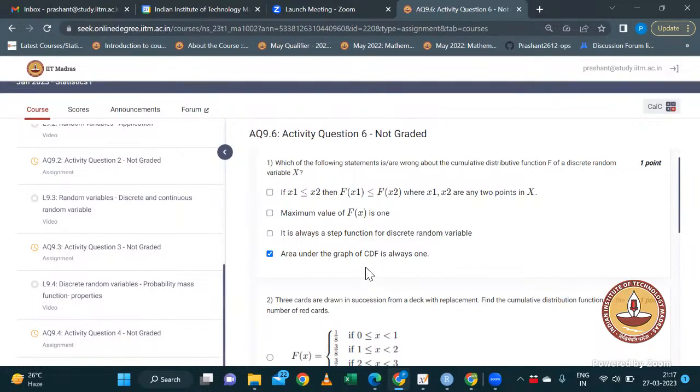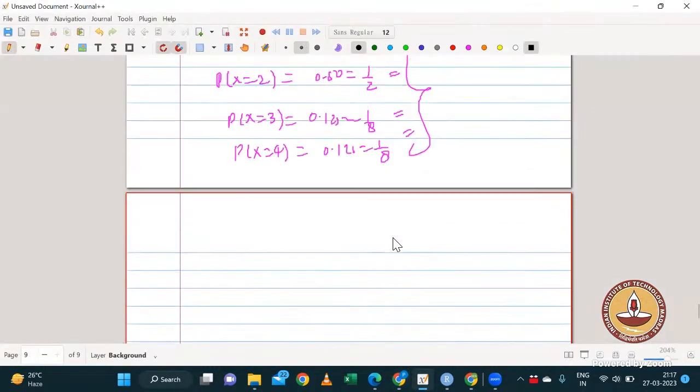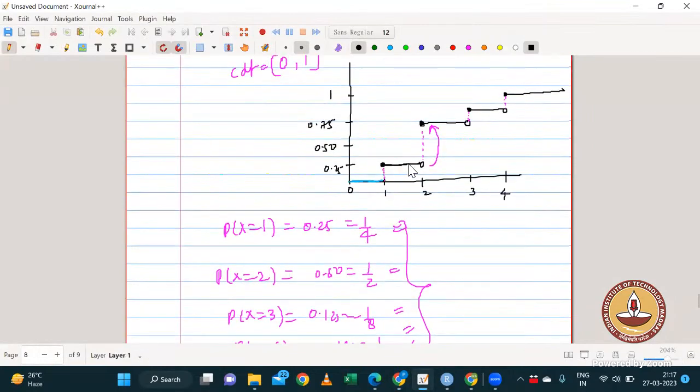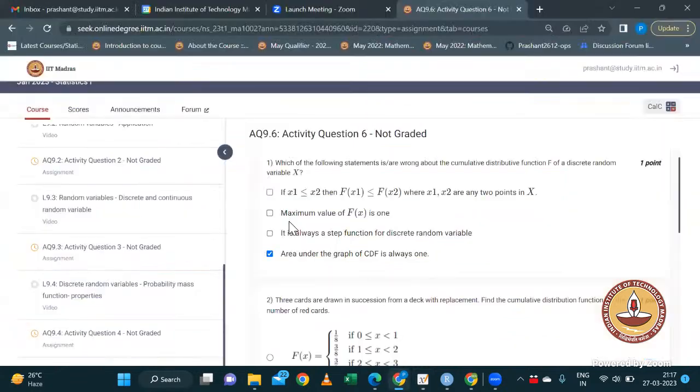It is always a step function, correct? Yes, sir. As we have done, it's a step function, right? It's a jump. Step, step, step, step, right? Yes, sir. And let's choose the wrong one. Maximum value is the, okay, this is also correct because it's an increasing function, right? Yes, sir.